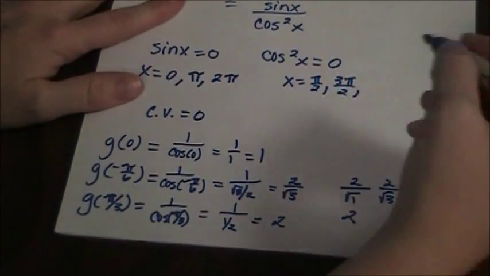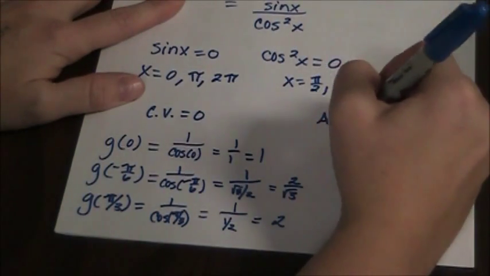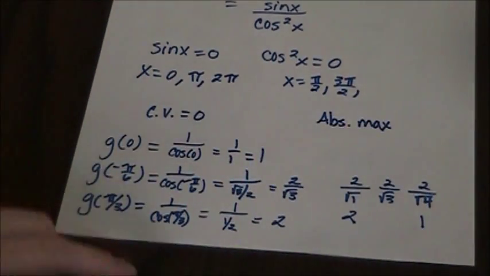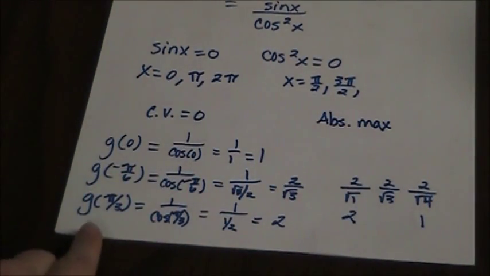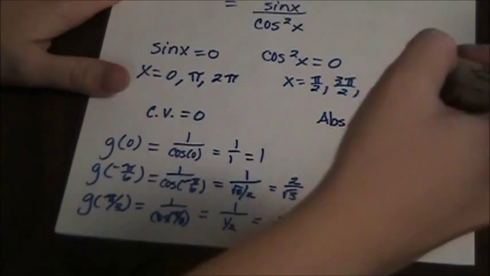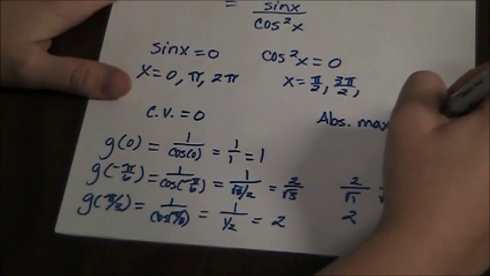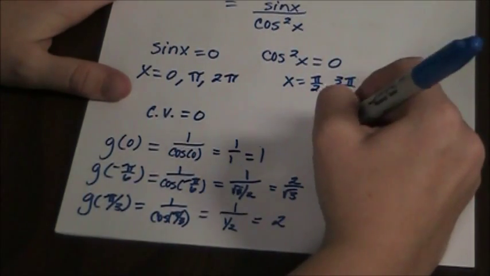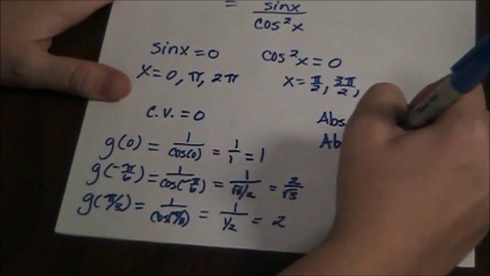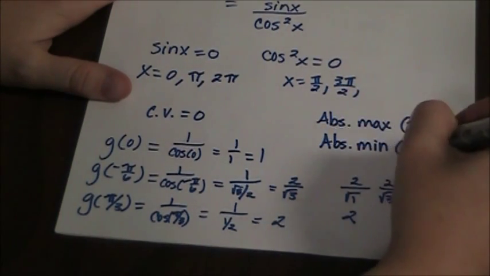So my absolute max is at the point pi over 3, 2. And my absolute min is at 0, 1.